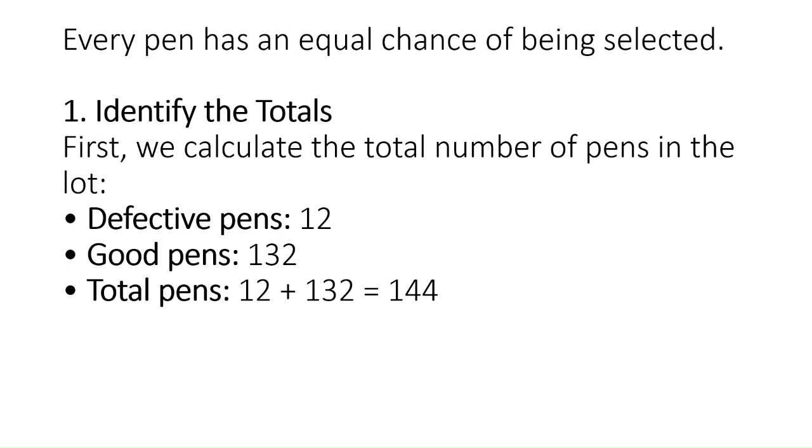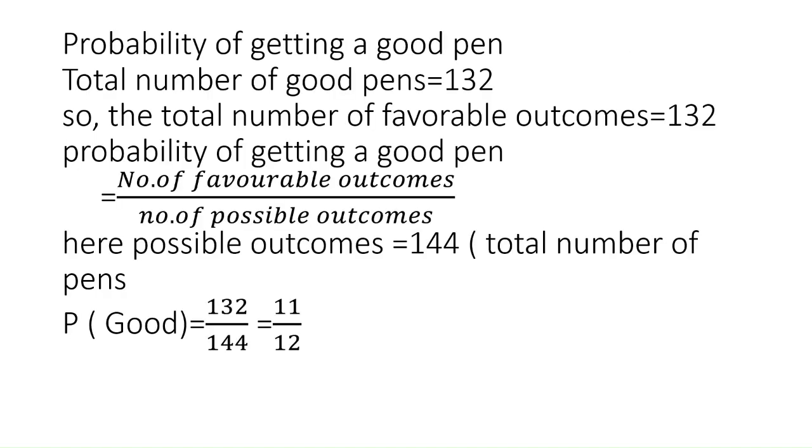Okay, right. Now let us find out the given events. We need to find out the probability of getting a good pen. How many total good pens are there for us? 132. So the total number of favorable outcomes for this particular event will be 132 only, because we have 132 good pens in the lot.